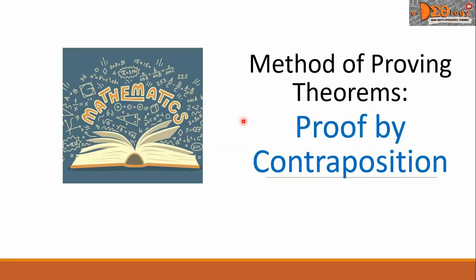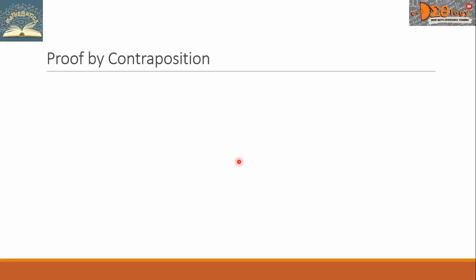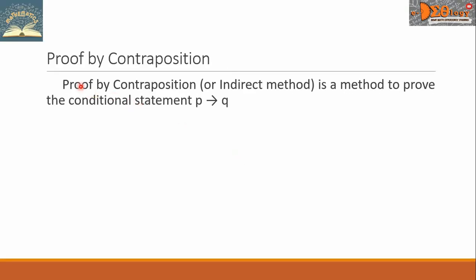Hi everyone! Today we're going to study a method of proving theorems, and this is proof by contraposition. This proof by contraposition, or indirect method, is a method to prove the conditional statement P implies Q by using the logical equivalence not Q implies not P.